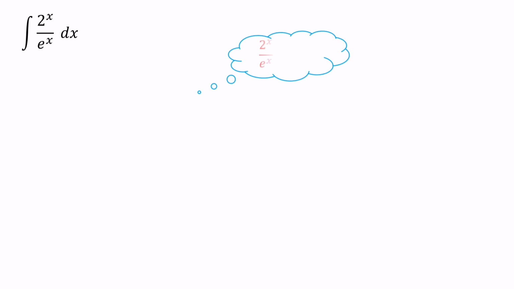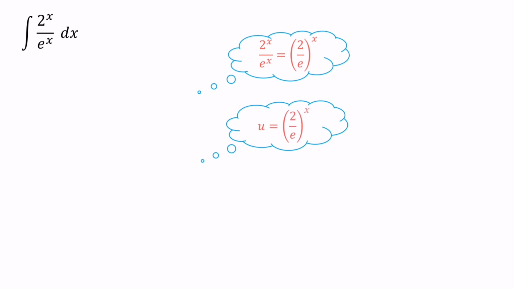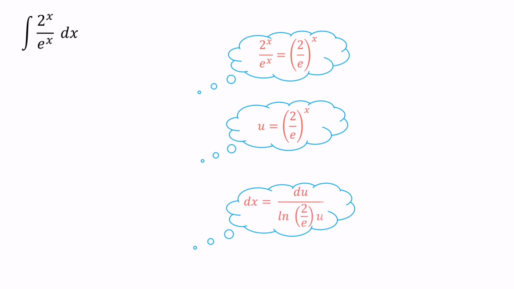Before we start anything, let's think about how we can solve this question. In this question, the 2 to the power of x over e to the power of x part we can write as (2 over e) to the power of x. After that, we can use the substitution u equals (2 over e) to the power of x. To get the dx value, we can take the natural logarithm of both sides and differentiate with respect to x. Using these values, we can simplify this integral. Clear? Let's jump into the question.